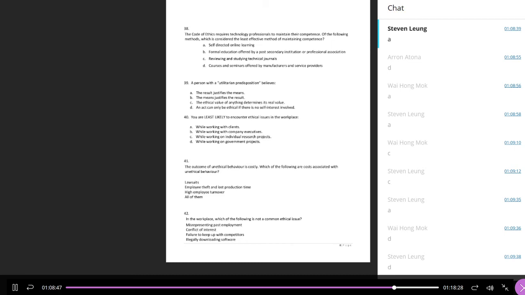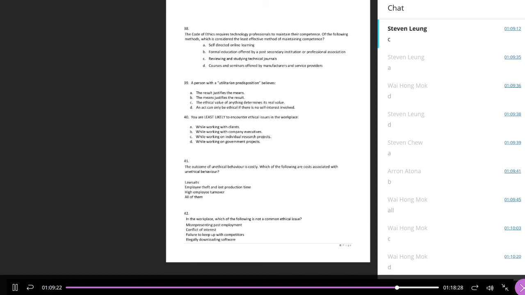39, a person with a utilitarian predisposition believes. The answer here is A. The result justifies the means to get there. Number 40, you are least likely to encounter ethical issues in the workplace when? That's right, individual research projects. If you're working alone, you're less likely to encounter ethical issues.